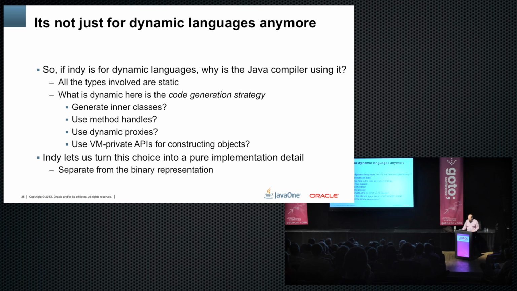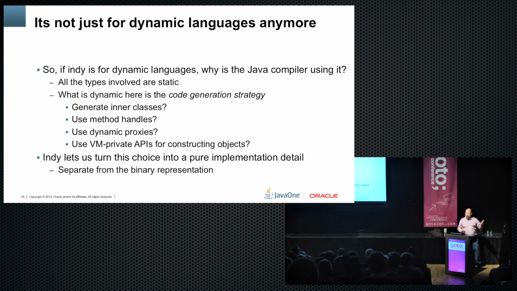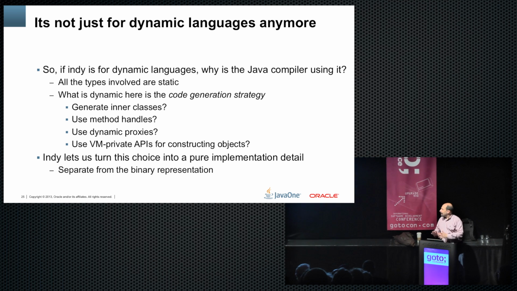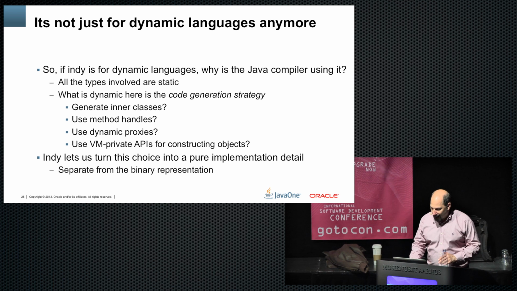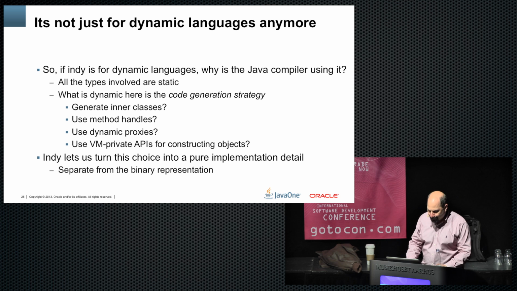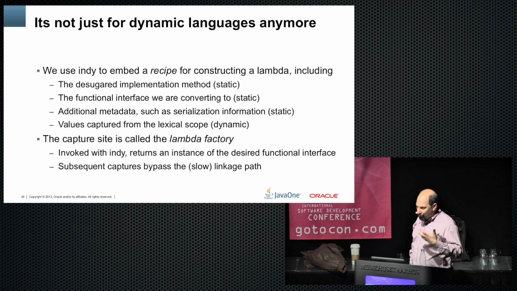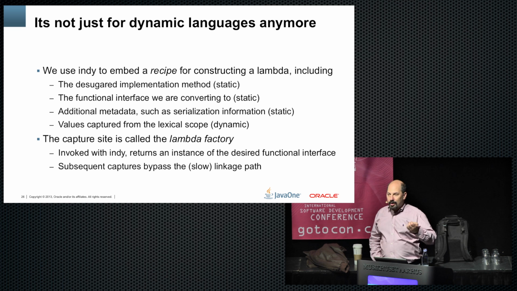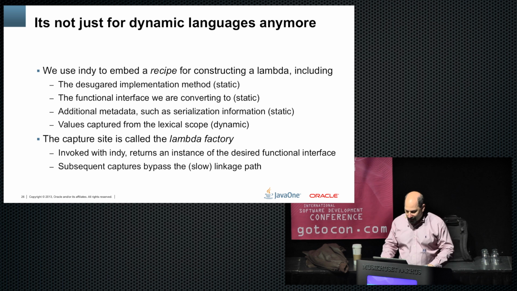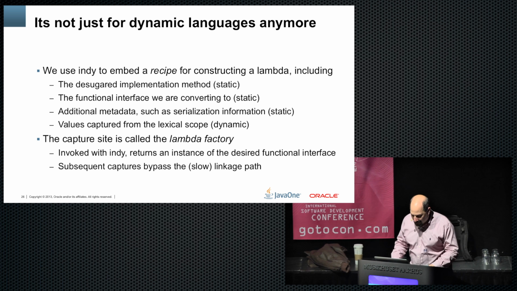We want to dynamically choose between those translation strategies, and invoke dynamic gives us the chance to turn this choice into a pure runtime implementation detail that's completely separate from the binary representation. So that's a really cool trick, and I'll show you more of how that looks. So the concept is, in the bytecode, we embed a recipe for constructing a lambda. So what goes into that recipe? Well, we need to know the body of that lambda. So we're going to do the same thing we did in the method handle translation case, where we desugar the lambda body to a method, and we use a method handle to represent that method.